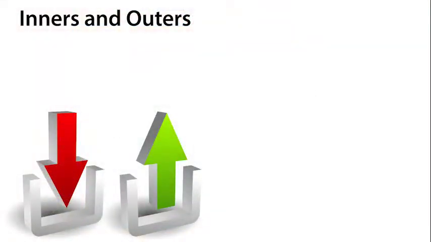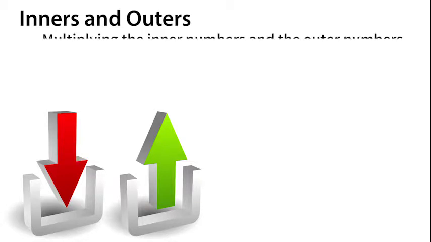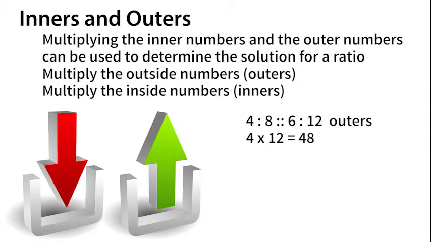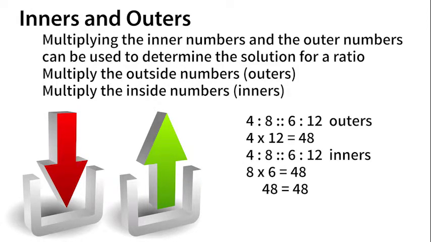Now you heard me mention earlier about the inners and the outers. Some people say innies, outies, however it was expressed to you and however you learned it. It's the same premise. We multiply the inner numbers times each other and the outer numbers times each other, and if they're equal, then it will show that we have a true proportion. So for example, if we said 4 is to 8, just as 6 is to 12, 4 and the 12 are our outers. So 4 times 12 is 48, and 8 times 6 are our inners, and 8 times 6 gives us 48. So 48 is in relationship to 48. In this case, this would be a true proportion.